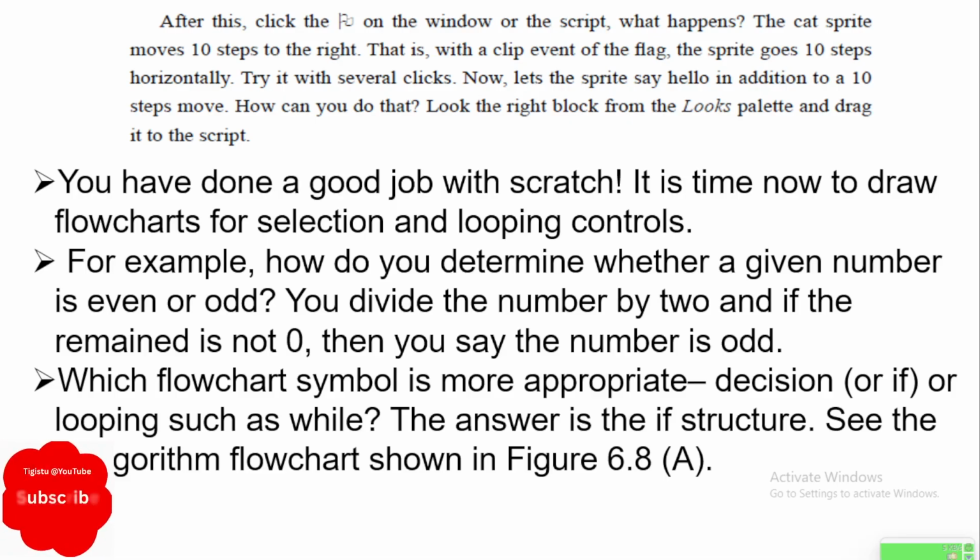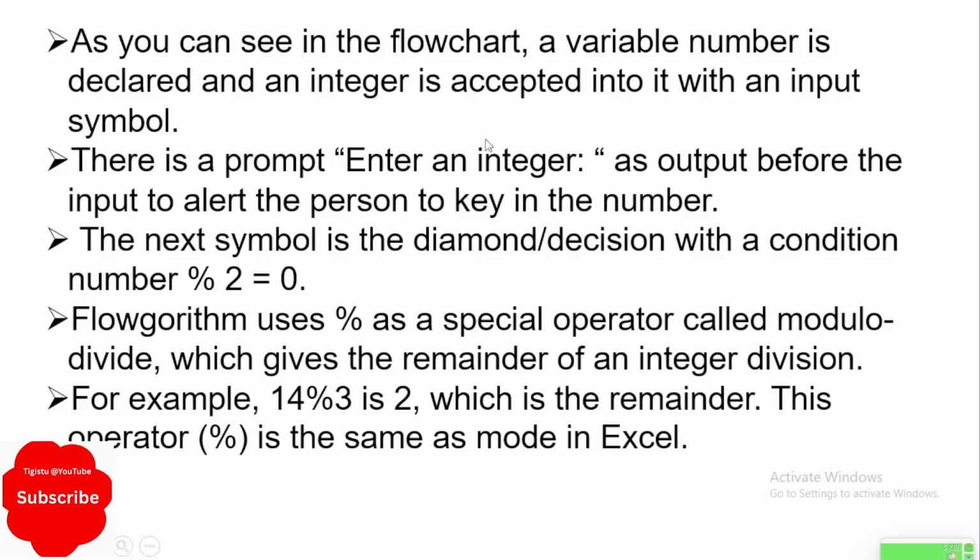You have done a good job here. Which flowchart symbol is more appropriate for a decision? For example, how do you determine whether a given number is even or odd? You divide the number by 2, and if the remainder is not 0, then you say the number is odd. Which flowchart symbol is more appropriate? Decision, or if? We have to use this for this kind of statement.